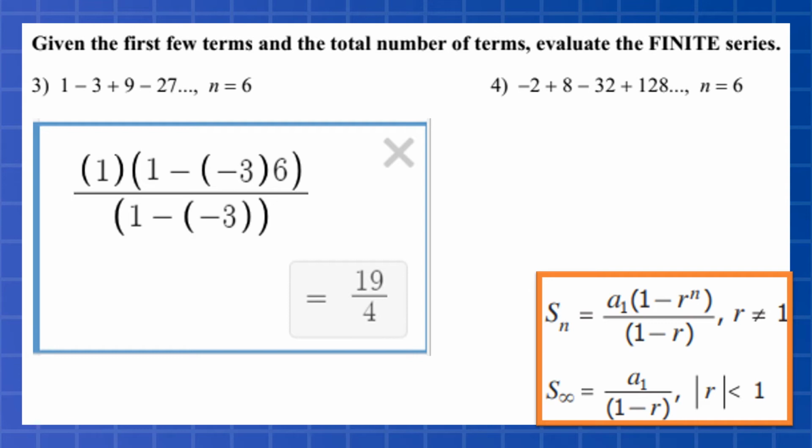Try number 4 on your own. Notice what we start with, that A1, and think about what we're multiplying by to get each number. In other words, what is the pattern?